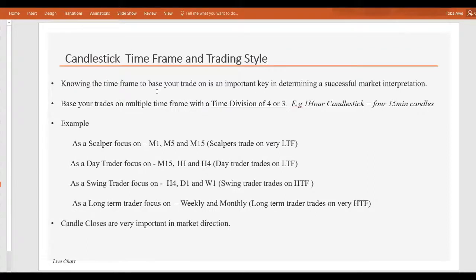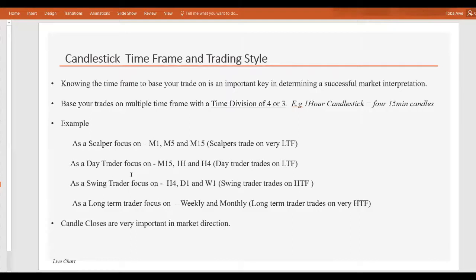Now, still on time frame, candlestick time frame and trading style. The time frame you trade is dependent on your trading style. And knowing the time frame to base your trade on is so important in determining the success of your market interpretation. Because there are different time frames. I'll show us in the chart now.